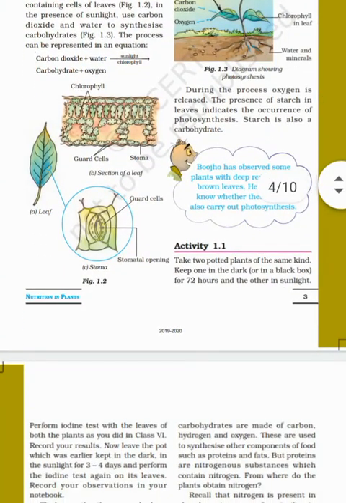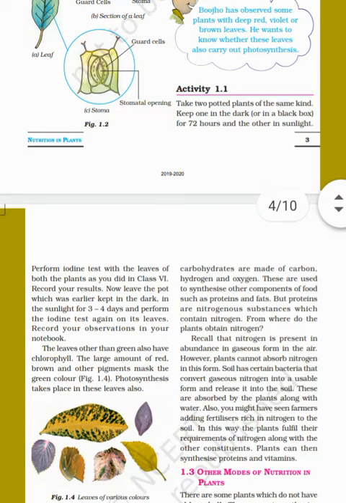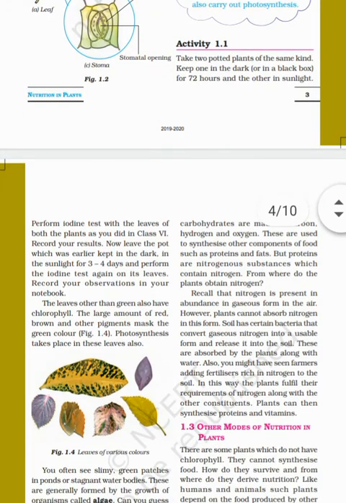Now let's discuss the other modes of nutrition. First one was autotrophic nutrition, which we have discussed already. Second one is heterotrophic nutrition. Now we discuss heterotrophic nutrition. What was heterotrophic nutrition? It is the nutrition by which animals or human beings are dependent on other plants or animals.